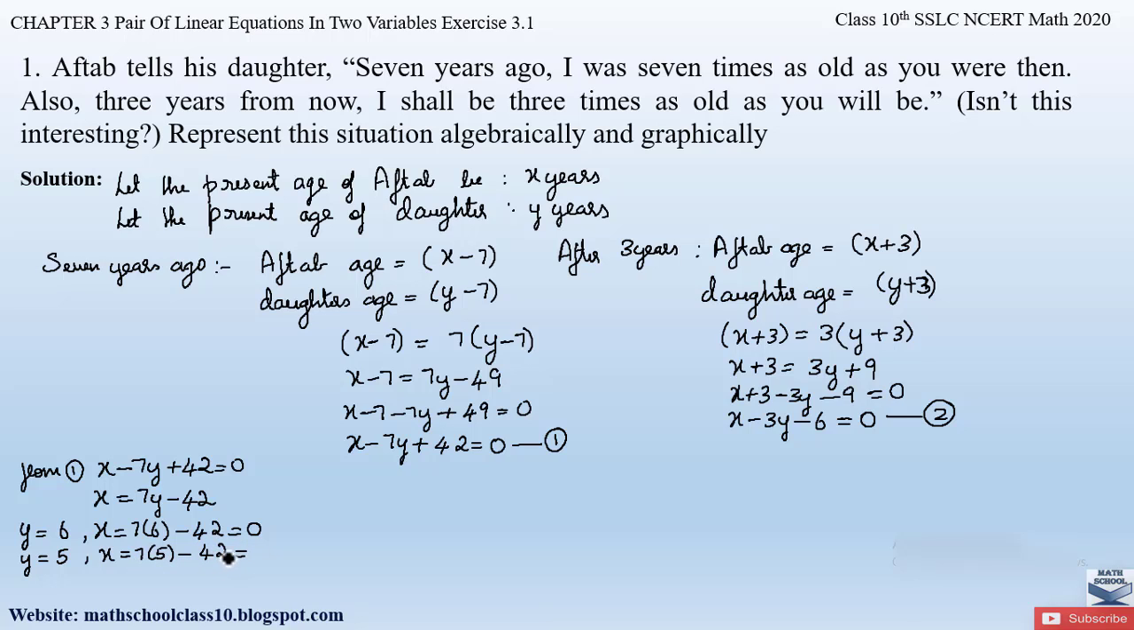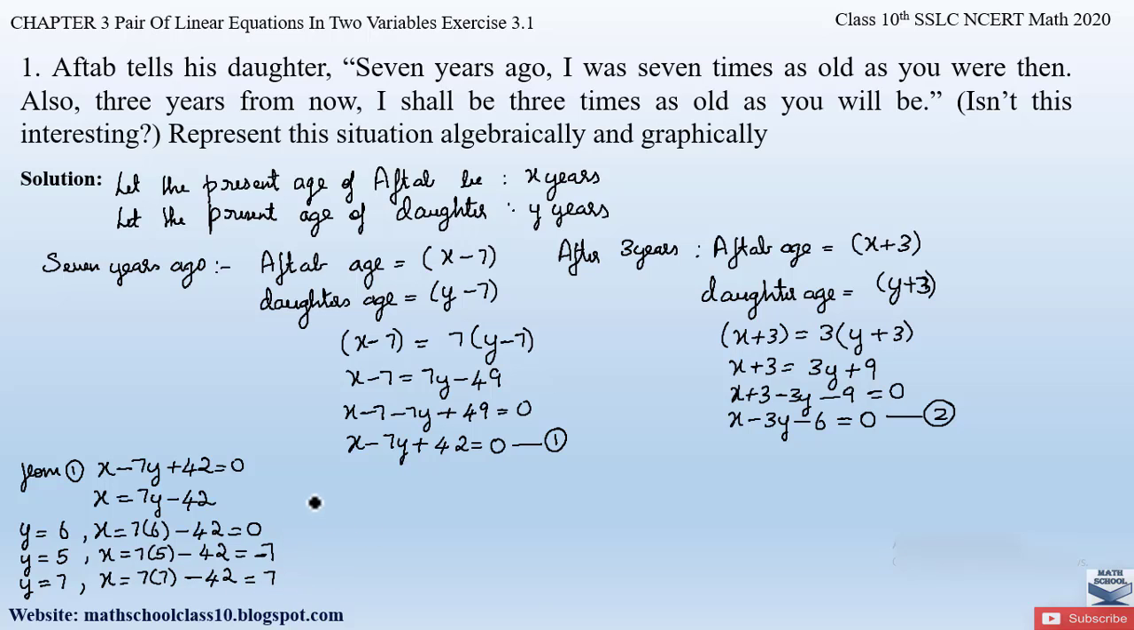35 minus 42 will become 7, and the greater number is 42 here, so we get minus 7. Now again let us assume the y value to be 7. Y value is equal to 7. X is equal to 7 into 7 minus 42. So 7 into 7 is 49. 49 minus 42 will be again 7. Since 49 is the greater number, we are getting plus 7 here.